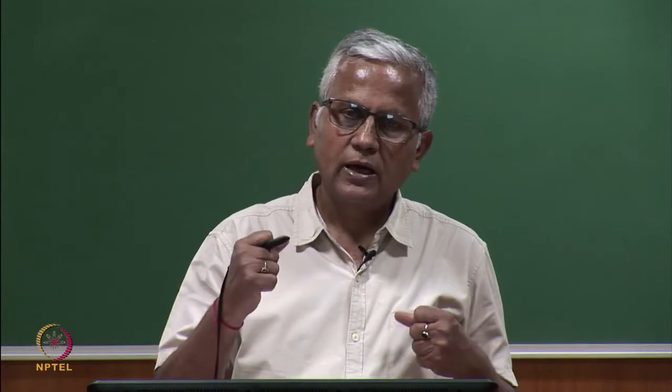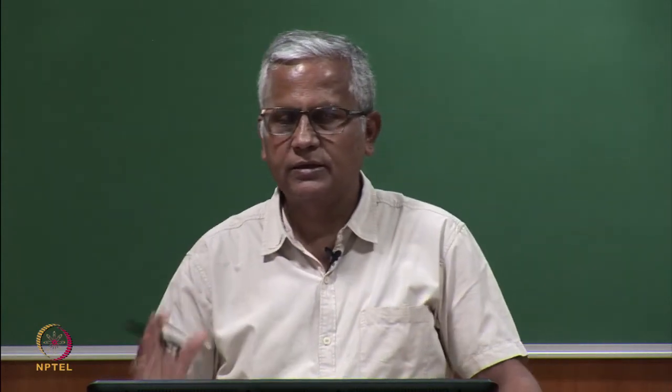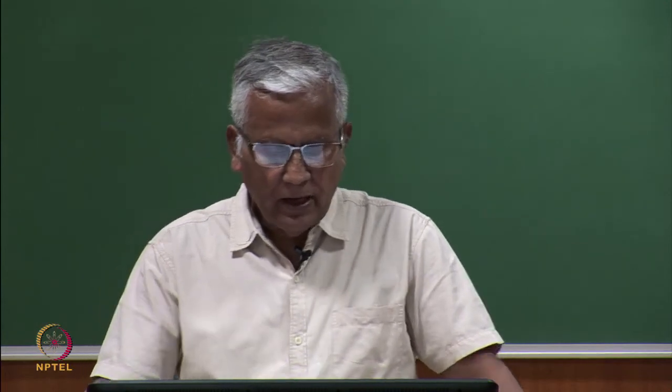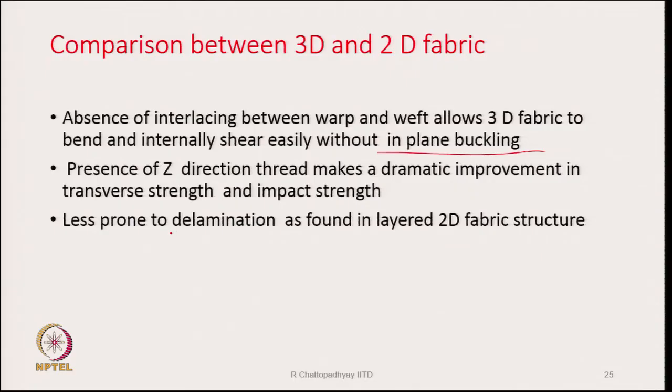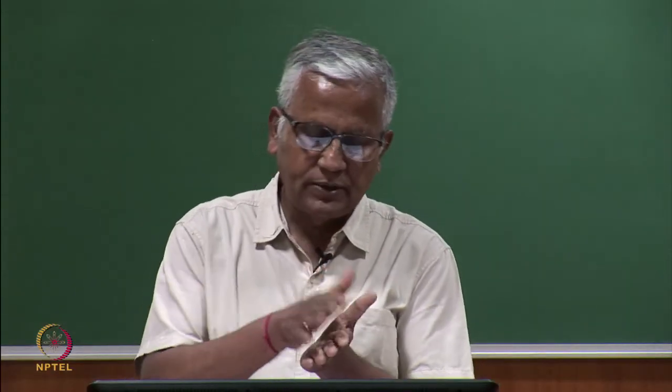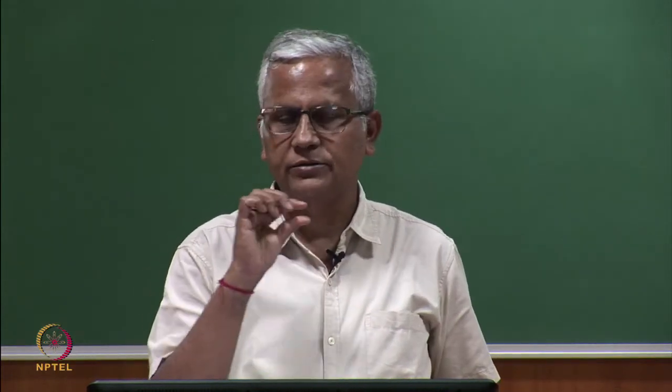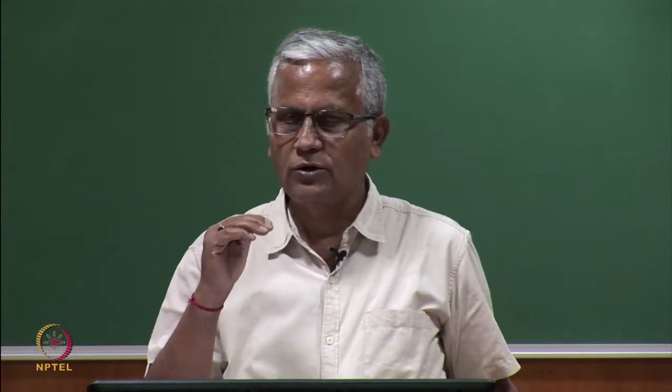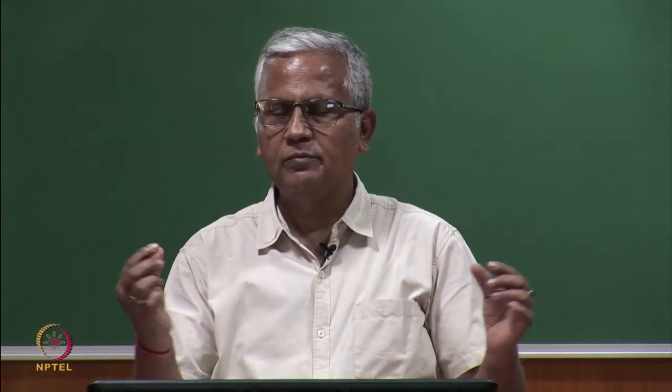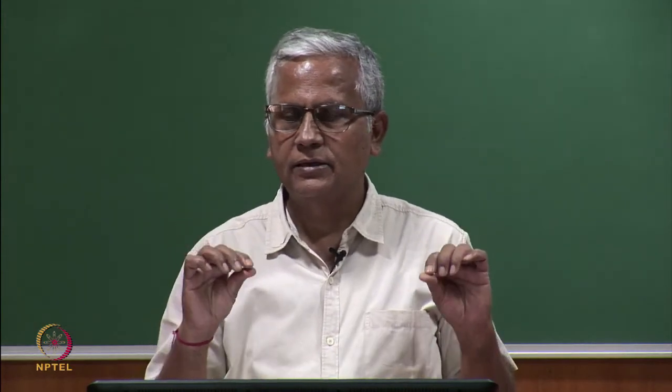Other than x and y, we should also have yarn in the Z direction, then the fabric as a whole will also have lot of strength in the transverse directions. And as a result, what happens? They are less prone to delaminations as is found in layered 2D fabric structure. So, if we make a sandwich structure of 2D fabrics, like one after the other I place them and make a thick structures, let us say there are 10 fabrics, 2D fabrics, place one on the top of the other and I make a thicker structure.